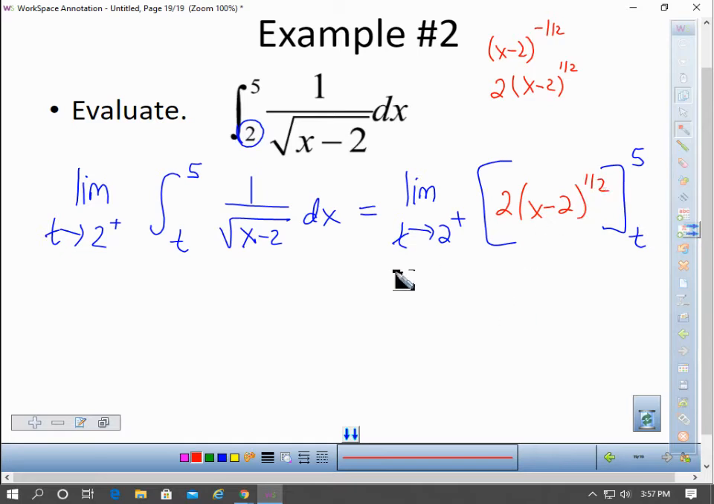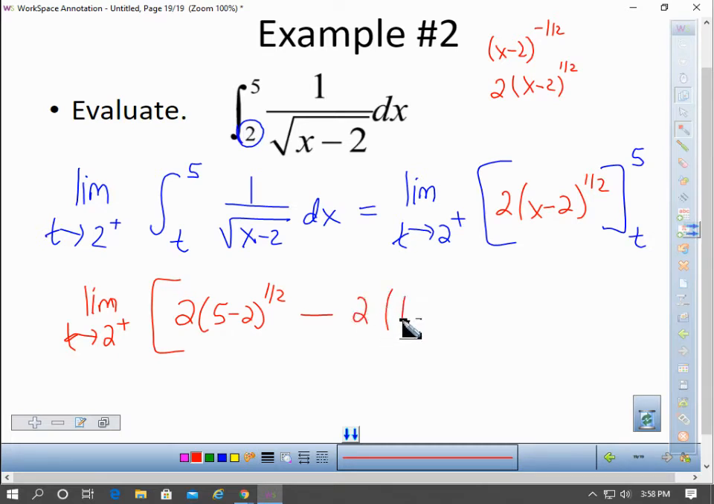So now we're going to do the fundamental theorem. We're going to take the limit as t approaches 2 from the right side. I'm going to put a 5 in first. So that'll be 2 times (5 minus 2) to the 1/2, minus, now let's put t in here, 2 times (t minus 2) to the 1/2. So I did the fundamental theorem, right? I put a 5 in first, minus, and then I put a t in.